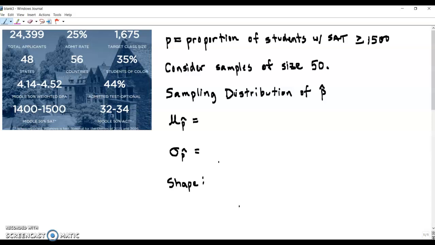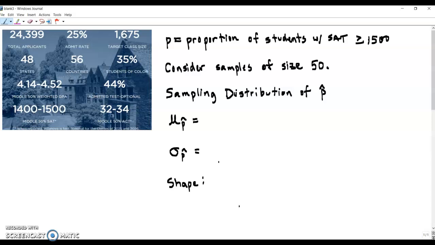So I want to consider taking a simple random sample of size 50. First I want to consider all possible simple random samples of size 50. And we know that's called the sampling distribution, right? And I want to look at not sample means, but sample proportions, so p hats. For example, I might take one sample and get 30 people who have an SAT score greater than or equal to 1500. In that case, that p hat would be 30 over 50, so 0.6.